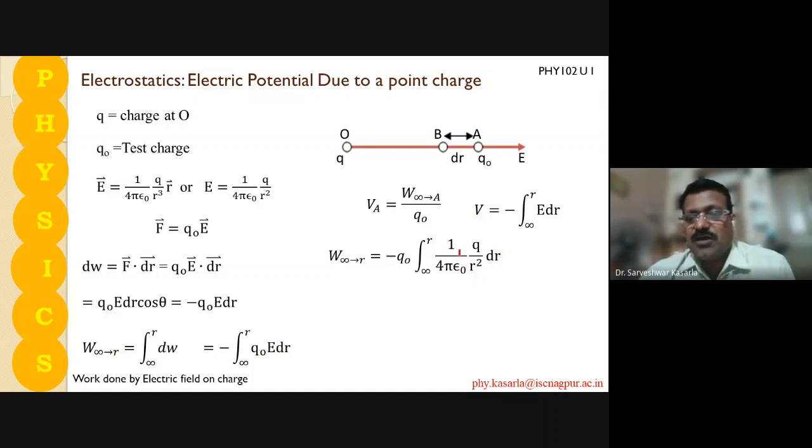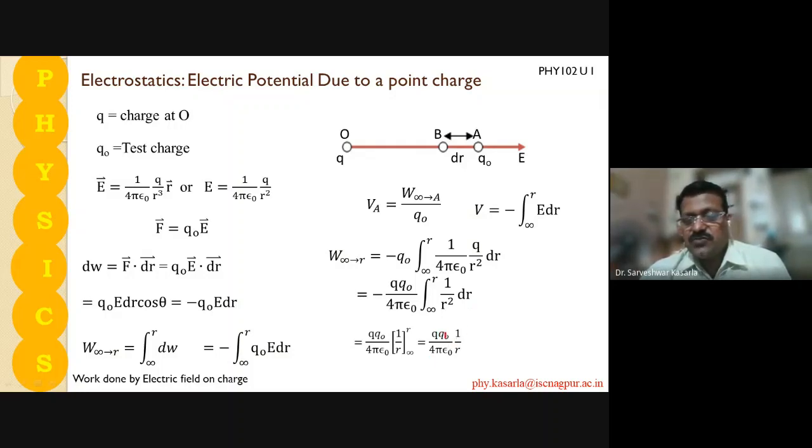This is the expression of E. And if you solve this, Q can be taken outside the integration. So we have minus q0 times 1 upon 4 pi epsilon 0, integration from infinity to r. Upper limit is r and lower limit is infinity, because we are starting from infinity and ending at distance r. So 1 upon r square dr, and the integration of 1 upon r square dr is equal to minus 1 by r. Minus minus cancels, and the final expression is q0 times 1 upon r.